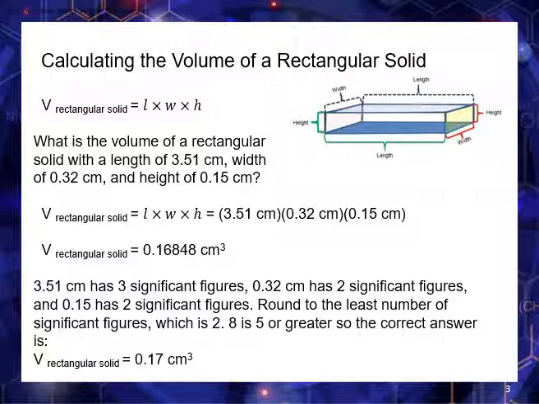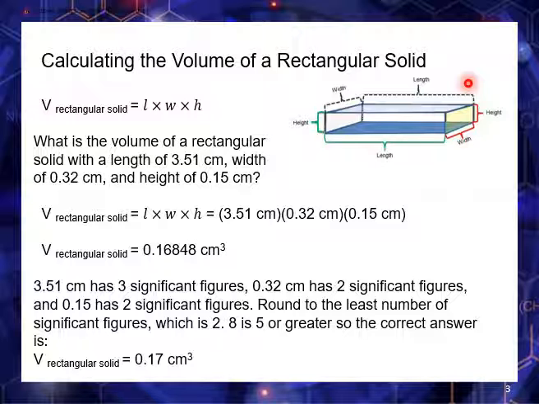Calculating the volume of a rectangular solid. The volume of a rectangular solid is length times width times height. The length is the longest side, the height is the shortest side, and the width is intermediate. Example, what is the volume of a rectangular solid with a length of 3.51 centimeters, a width of 0.32 centimeters, and a height of 0.15 centimeters?